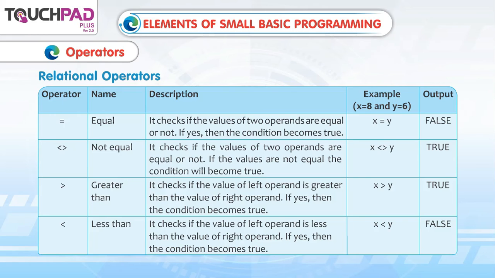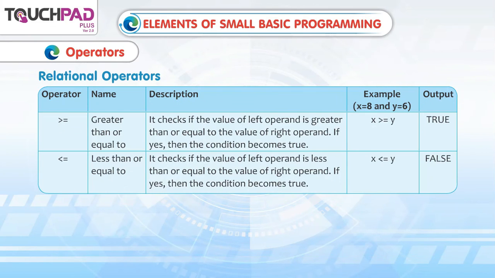Less than. It checks if the value of the left operand is less than the value of the right operand. If yes, then the condition becomes true. x < y. False. Greater than or equal to. It checks if the value of the left operand is greater than or equal to the value of the right operand. If yes, then the condition becomes true. x >= y. True.